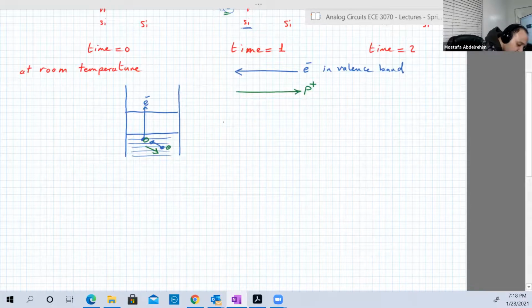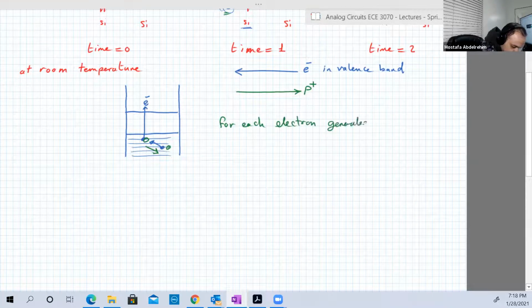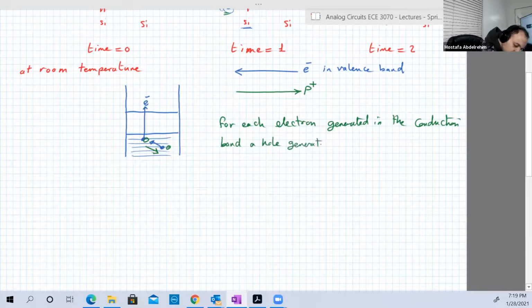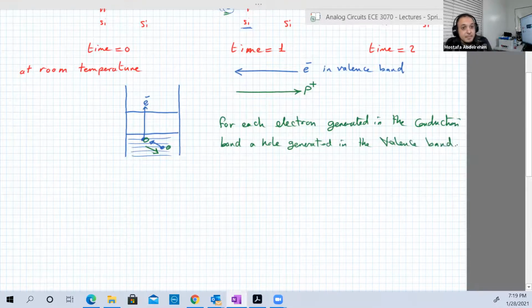So let's write this. For each electron generated in the conduction band, a hole is generated in the valence band. Okay, remember the density from last lecture, how many carriers you have per centimeter cubed or meter cubed or millimeter cubed or micrometer cubed or whatever. Remember this density. So if we call the density of electrons n and the density of holes p, then basically they are equal.